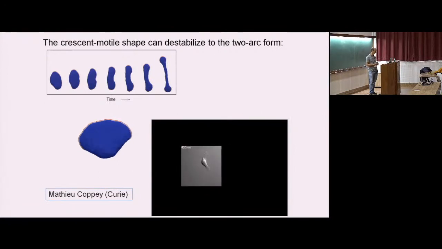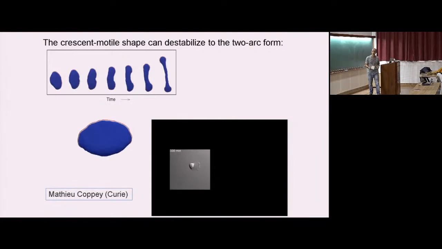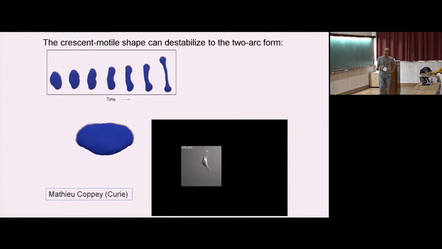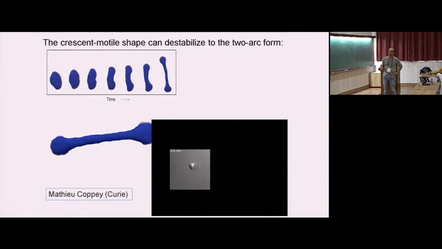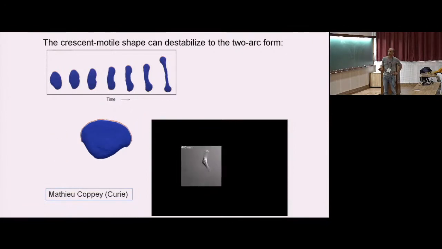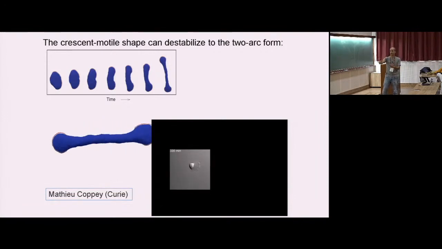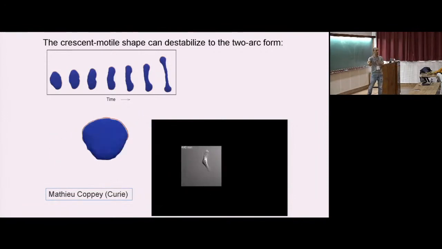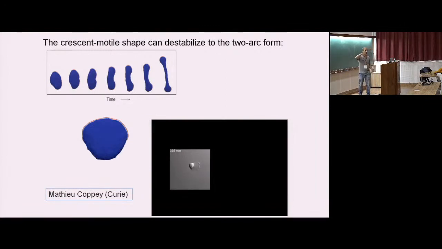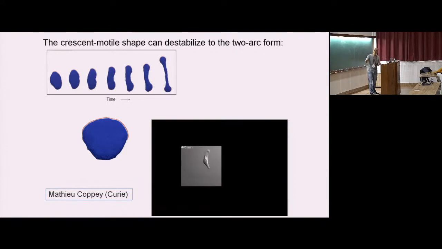who's working on that. And you can see another example of that from this movie that comes from Mathieu Coppey in Curie, where, again, a cell that looked very well polarized at some point spontaneously disintegrated into this two-arc form. But again, it has a way of resolving this shape. One of the sides detaches and loses its actin polymerization, and the other one wins, and the cell repolarizes. And we don't have that. But this transition by itself does happen in cells.